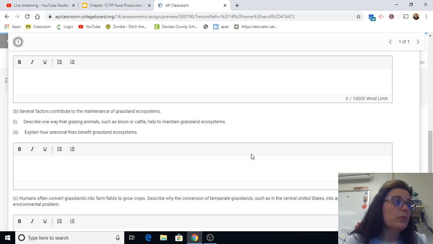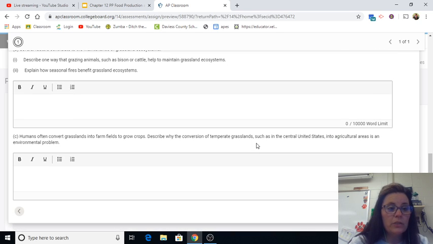Trees and shrubs are killed off, opening areas for the grasses, which is secondary succession, or heat from the fires promotes germination from seeds in seed banks. I don't know what they're talking about with seed banks, but I would be careful with that coniferous. Okay, I'm moving this here. Okay, let's go on to C. Humans often convert grasslands into farmlands to grow crops.